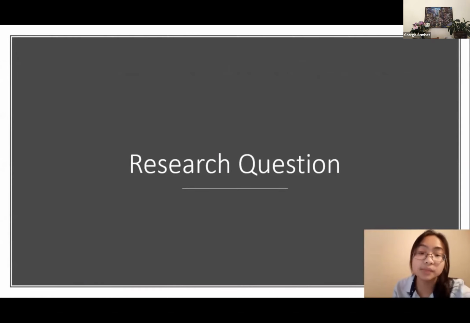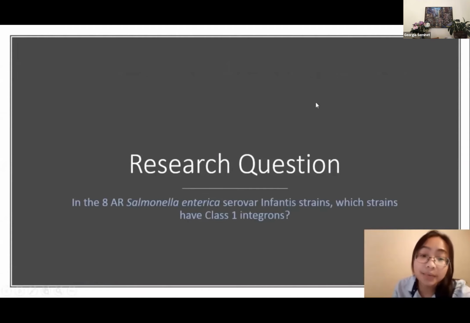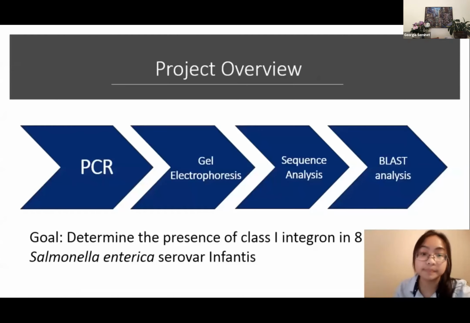Considering how class 1 integrons can mediate antimicrobial resistance in bacteria and that S. infantis strains tend to have multiple antibiotic resistance genes, I wanted to know if S. infantis AMR could be facilitated by type 1 integrons. So the goal of my research project was to examine 8 Salmonella enterica serovar infantis strains obtained by the CDC that are resistant to multiple antibiotics and determine if any of these strains contain class 1 integrons.